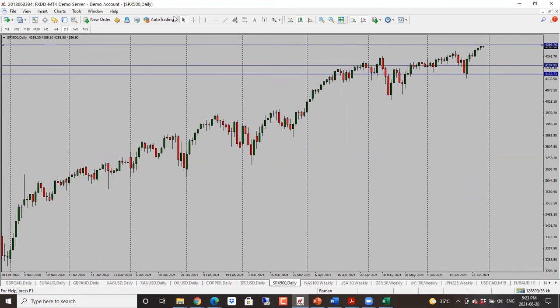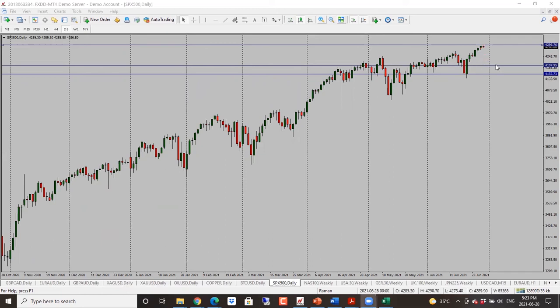S&P 500. This one is right into the resistance. It still has that upward momentum, but there's no real bullishness. There's no real momentum there. It seems to be fading. So we could see a drop here. So watch out for it.